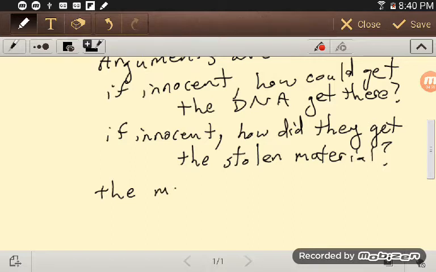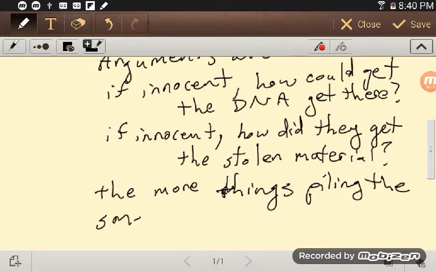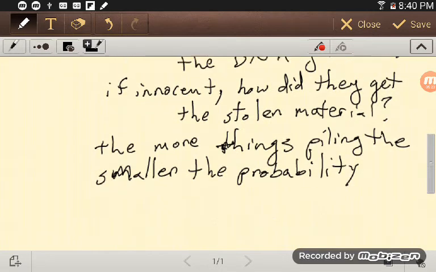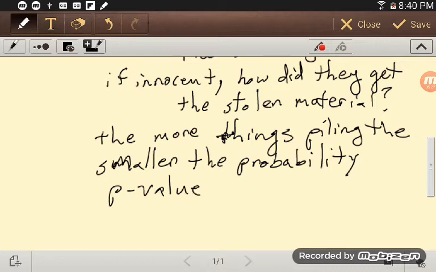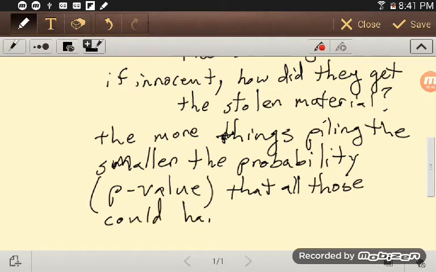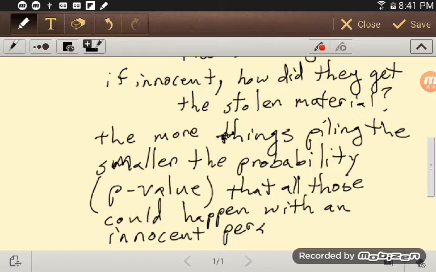The more things piling up, the smaller the probability or likelihood, or more importantly, what we call our p-value, the smaller the probability that all those things could happen with an innocent person, right? You're just going, huh.